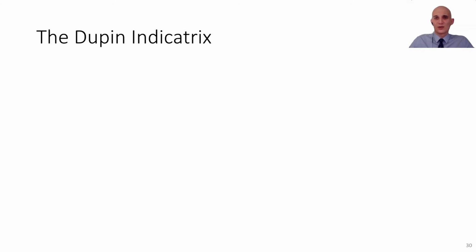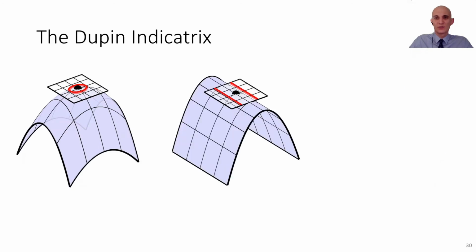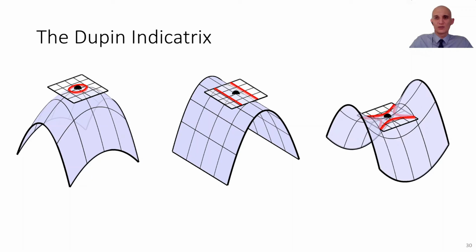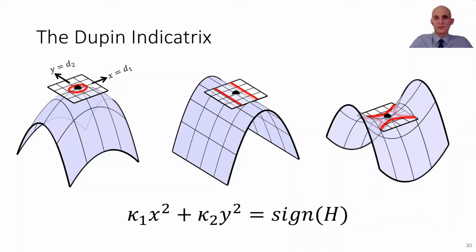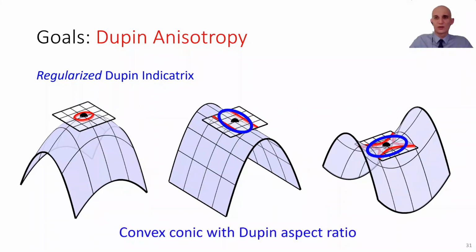This is a conic curve which has different types, such as an ellipse, 2 parallel lines, and 2 conjugate hyperbolas, depending on the curvature. Its expression is given in terms of the principal curvature values and directions. Thus, our goal is to define the element anisotropy using a regularized Dupin indicatrix, which is a convex conic with the same aspect ratio as the Dupin indicatrix.